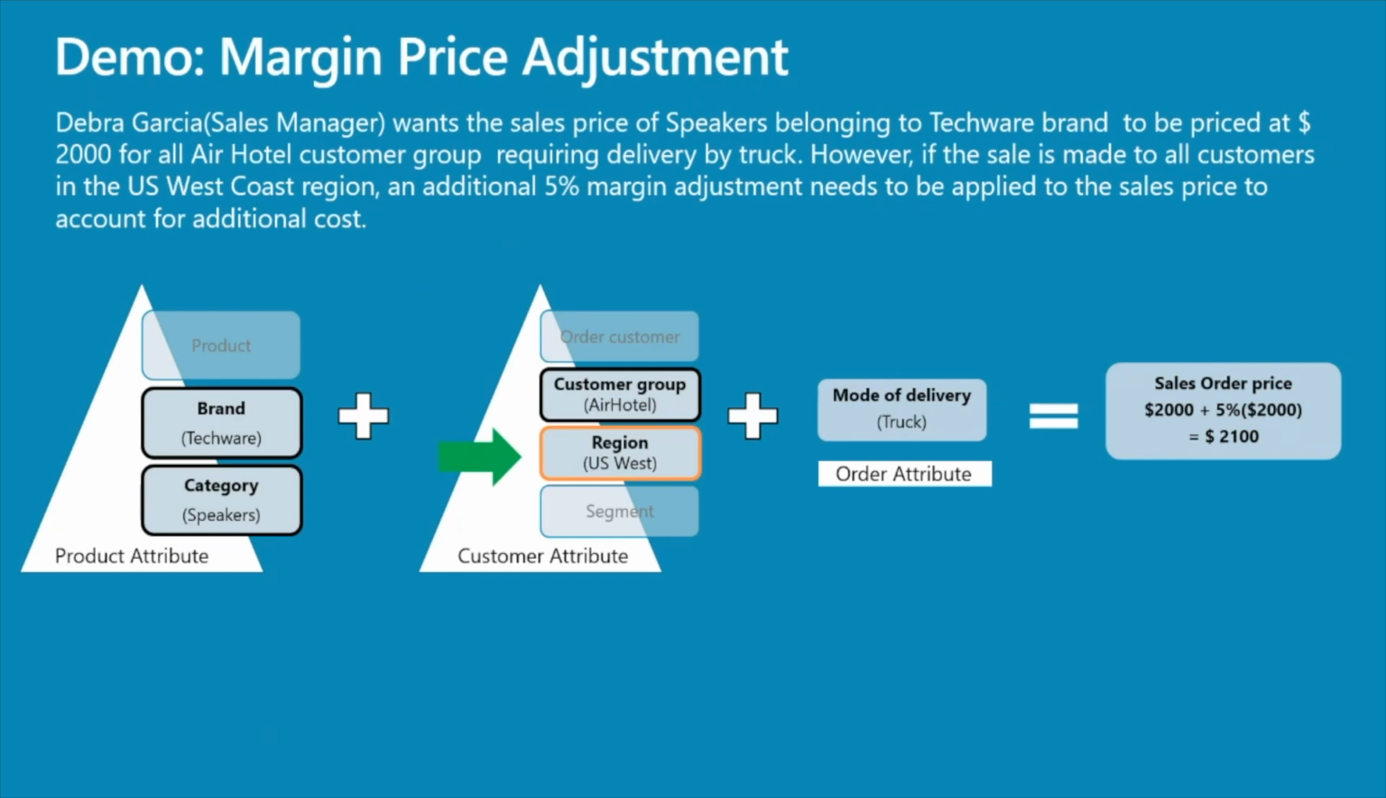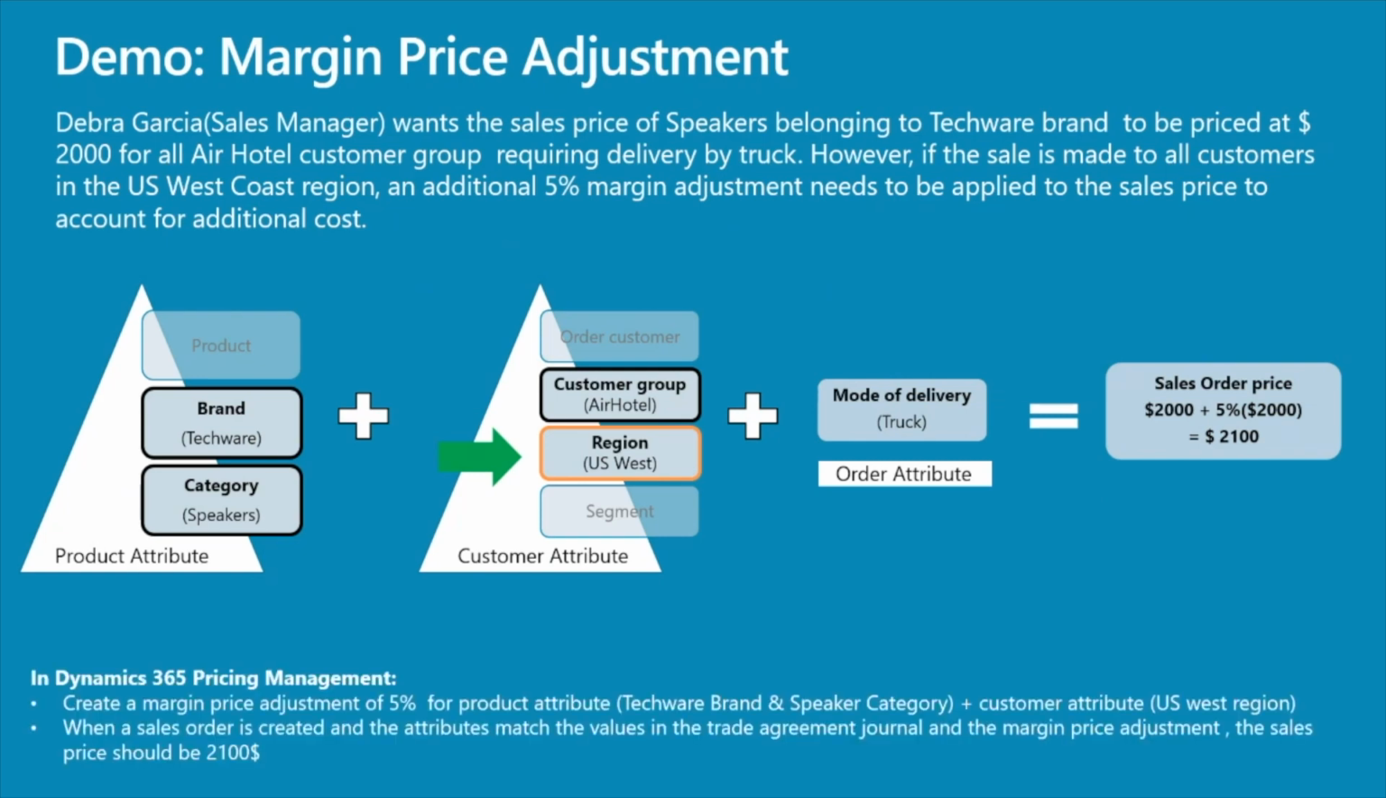So basically, only when the customer selected on the sales order is from the West Coast region, the margin adjustment should be applied. So we will be using the margin component price adjustment form to specify the region attribute that should be considered in the sales order.